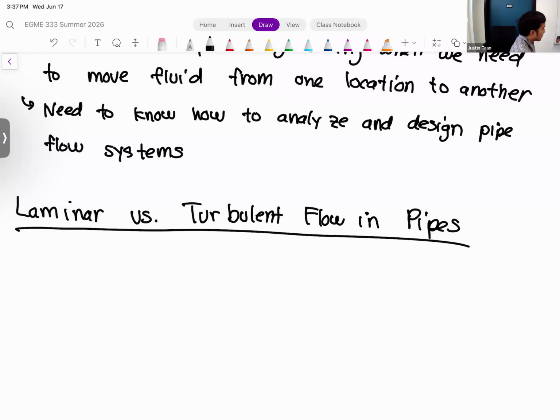Okay. So, like we mentioned earlier, like what Chris mentioned, typically a laminar flow situation is one where the flow is very smooth, very orderly, and not that much chaos expected.